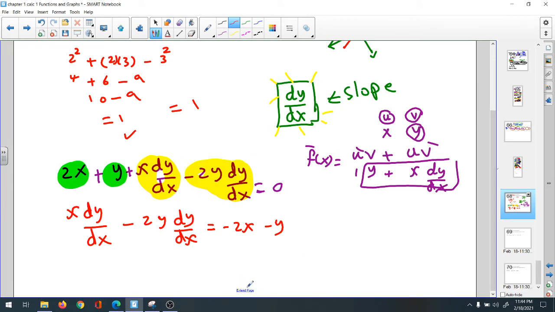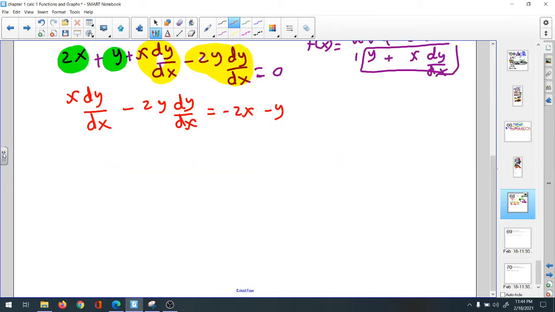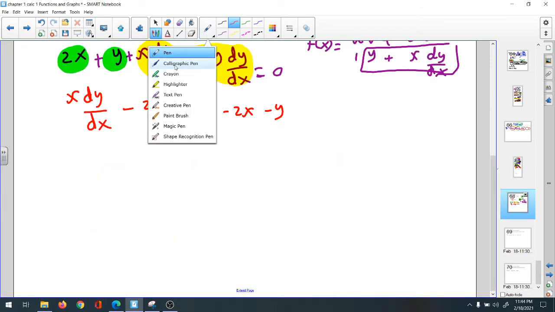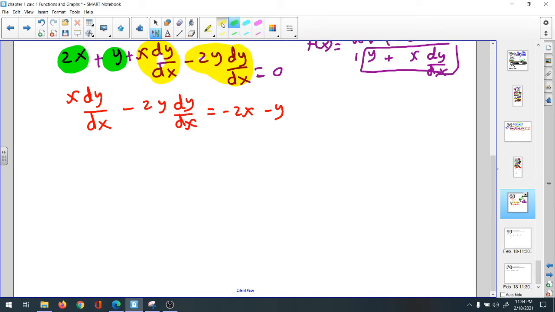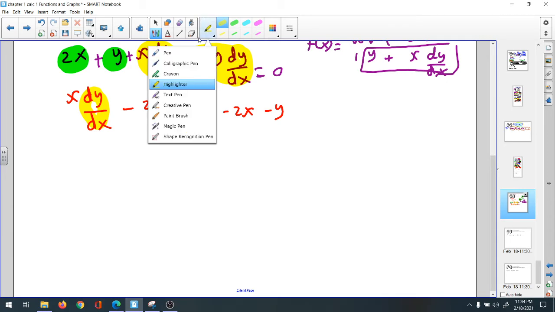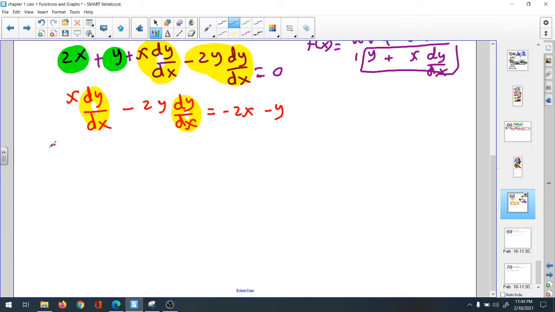We're about to finish this. As we mentioned before, we need to separate dy over dx. So we take dy over dx out as a common factor, and x minus 2y is left. We take dy over dx out, and x minus 2y left equals negative 2x minus y.